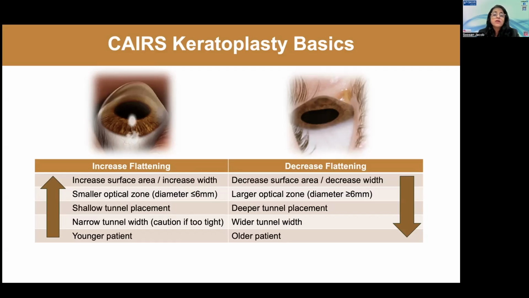I don't like CAIRS to sit extremely tight inside their channels. In fact, a comfortable fit is much better because CAIRS does not act by a pseudo limbus effect or a false limbus effect. It actually acts by volume augmentation. So you do not have to aim for extremely tight tunnels because that's again going to be increasing the risk for stromal melt. A younger patient will have more flattening than an older patient. And of course, if you want to decrease the amount of flattening that you get, then you do the opposite of what we just said.